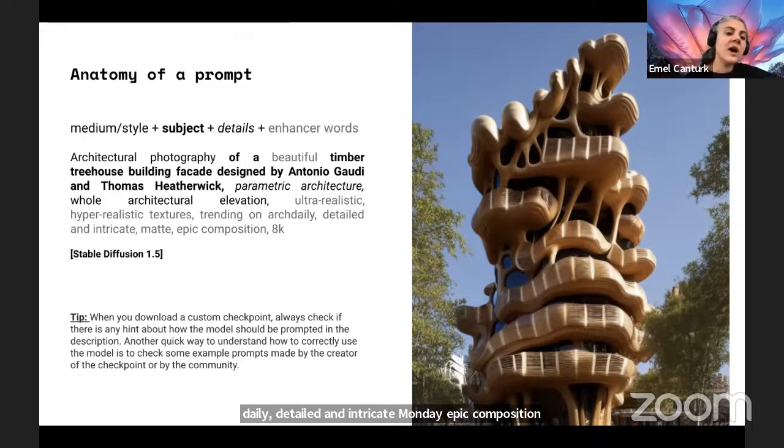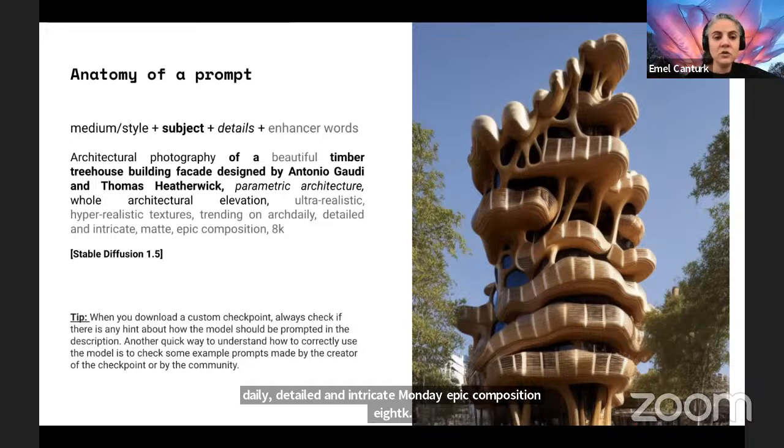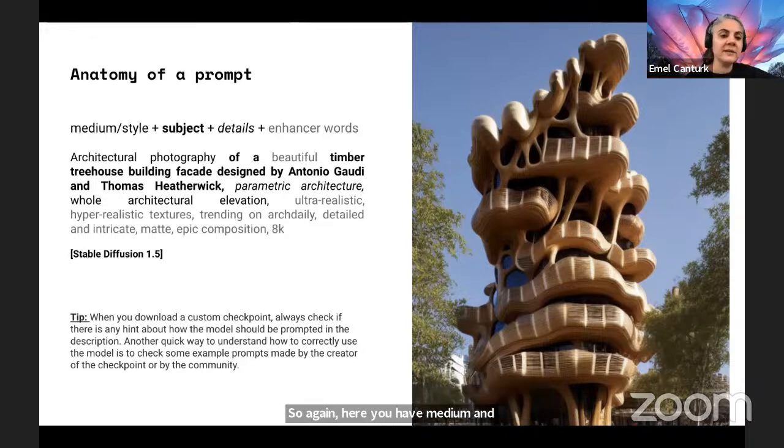Again, here you have medium and style you need to choose. In this example, it's architectural photography. You need to define your subject. For example, mine is a timber treehouse building facade designed by Antonio Gaudi and Thomas Heatherwick, and some details: I want it to be a parametric architectural building and I want a wall architectural elevation.